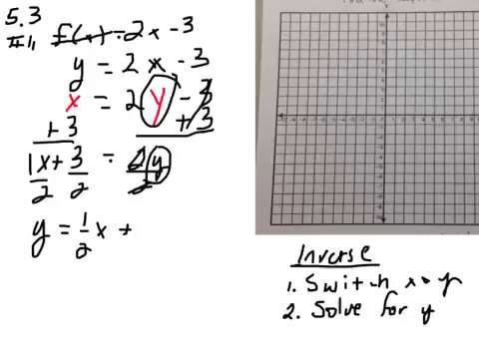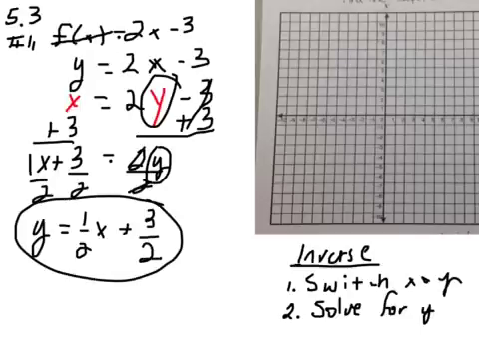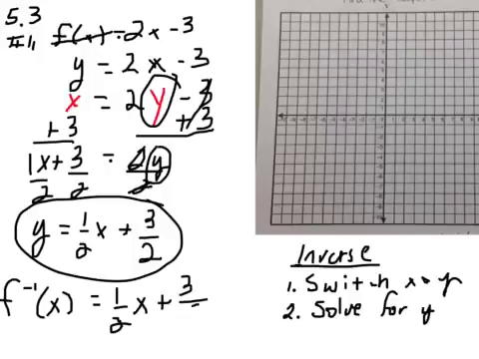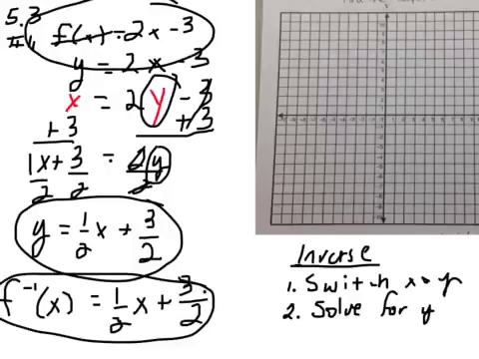And then plus 3/2. Now, one thing you might notice, by the way, this is the inverse. We could write this as f inverse of x is equal to 1/2 x plus 3/2 if we want to. We could do that, and that way it would really specify that this is the inverse of what I started with up here.